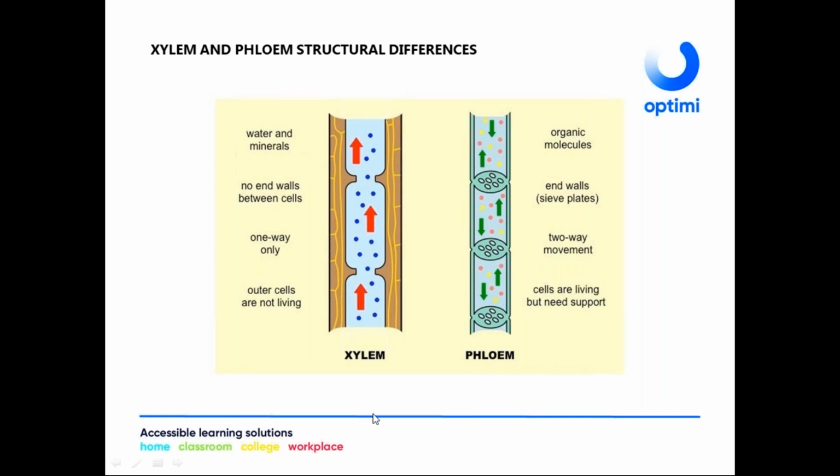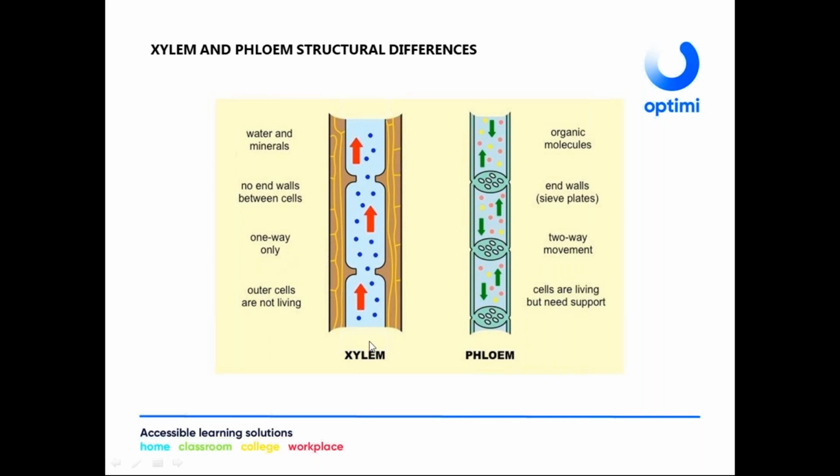The first difference is the substances that this tissue transports. Xylem transports water and minerals, whereas phloem transports organic molecules, or simply put, food. There are no end walls between cells in the xylem, but there are end walls between cells in the phloem.